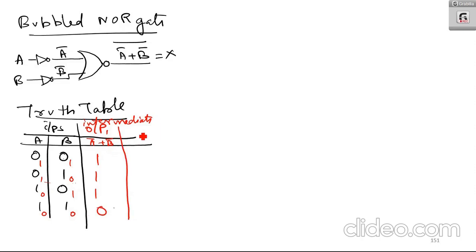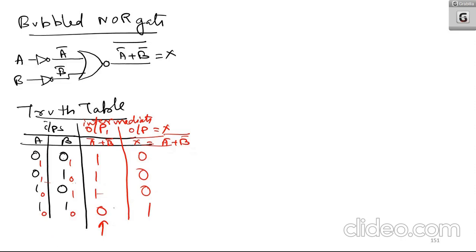But what is the actual output? Actual output is X. What is X? X is A bar or B bar, the whole bar. Here you are getting A bar or B bar in this column. So you have to take the complement of that. 1 becomes 0, 1 becomes 0, 1 becomes 0, and 0 becomes 1.